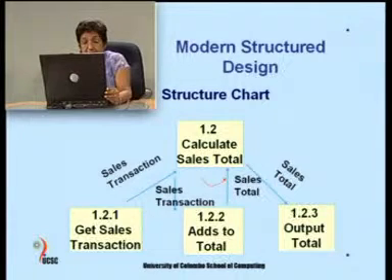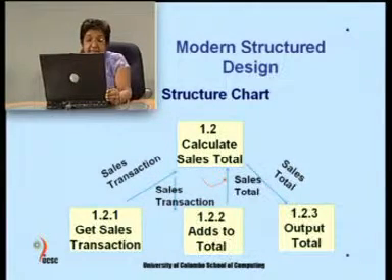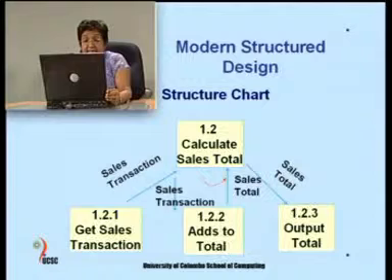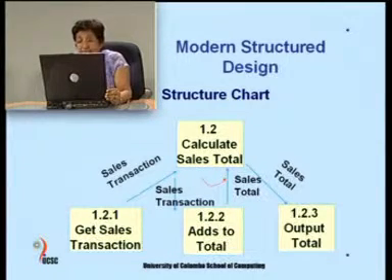And then we also talked about loose coupling. Loose coupling means they are not dependent too much on each other. So, if you look at this, now this calculate sales total gets only one thing from the get sales transaction module. It gets the details of the sales transaction, nothing else, and then it passes this sales transaction to 1.2.2 adds to total.